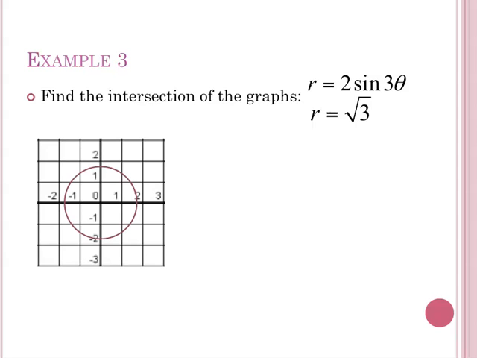And then for the equation on top, r equals 2 sine of 3 theta. This is a rose curve that has petals of length 2, and because it's sine, we know there is symmetry with respect to the y-axis, and because we know that n is odd, it's 3, we know that there are going to be 3 petals. So we can go ahead and draw this in.